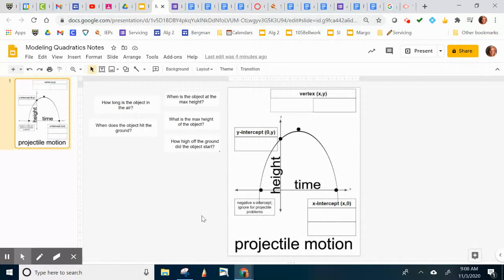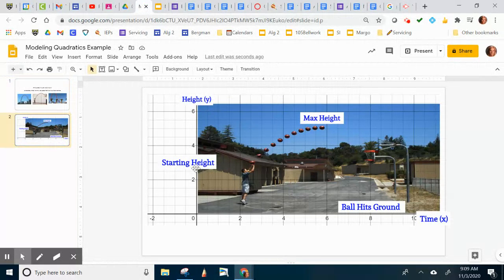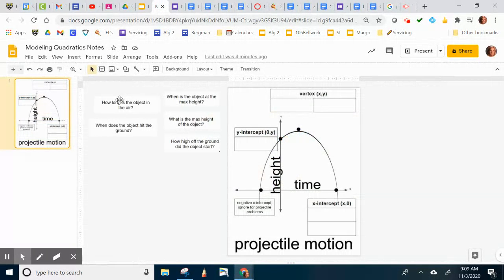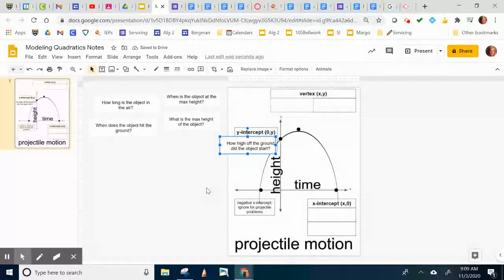So let's talk about what we can find out from this graph. And I'm going to give you some cues of questions you're going to see and where you could look at a graph to find the information. So let's talk about this y-intercept right here. Well, we said that is where that starting height is, where our graph starts. So that's going to be our starting height. So a question you might see where you can use that information from your graph is, how high off the ground did the object start? So that's your starting height. A y-intercept is always going to have an x value of 0, and that y value will be that number you see on the graph.